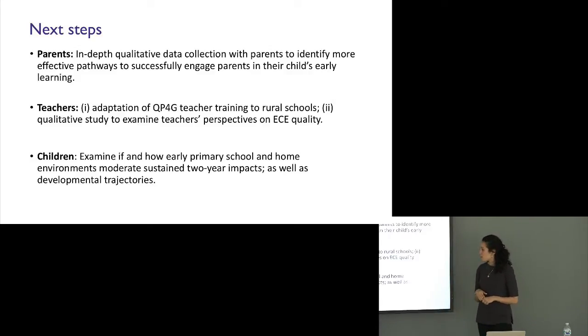For children, in addition to following them into their primary schools, we collected a ton of data on their classroom and primary school context. So we can look at whether sustained gains might be larger if they entered a better quality classroom, or if there are different types of homes. So we'll be looking at moderation of those sustained gains 2 years later.